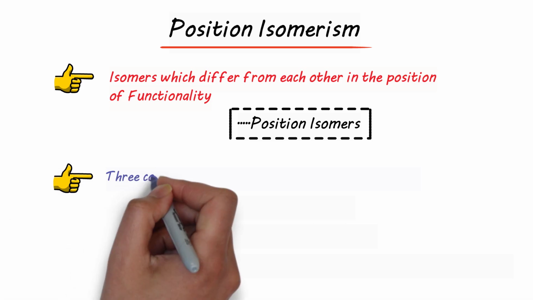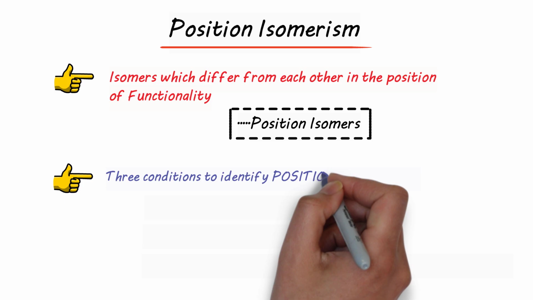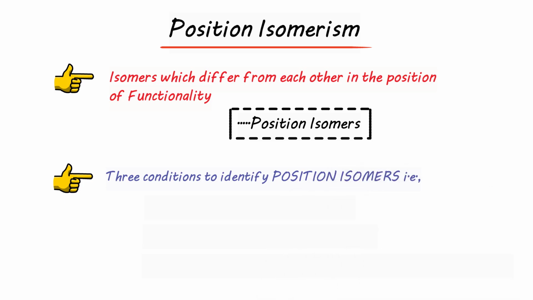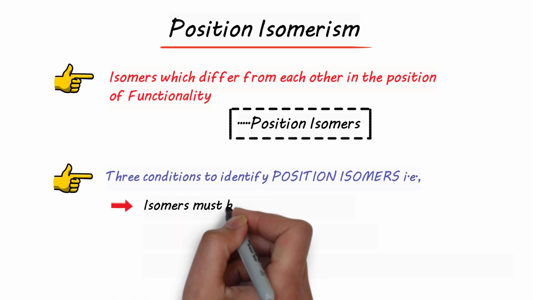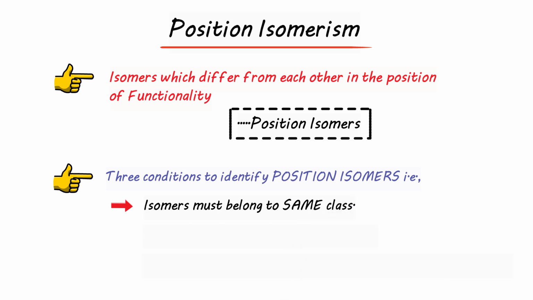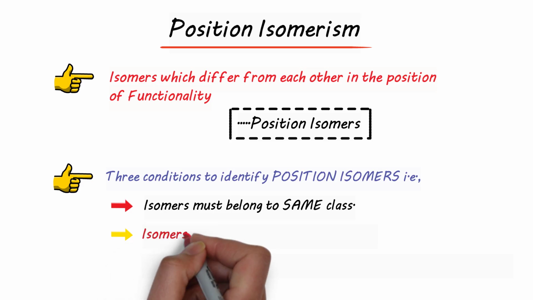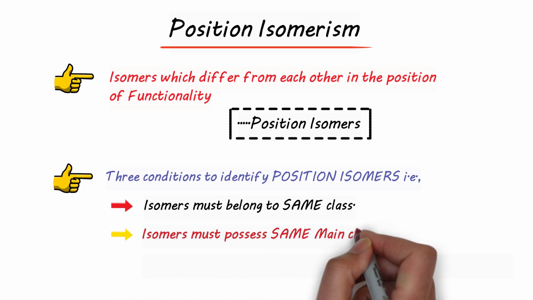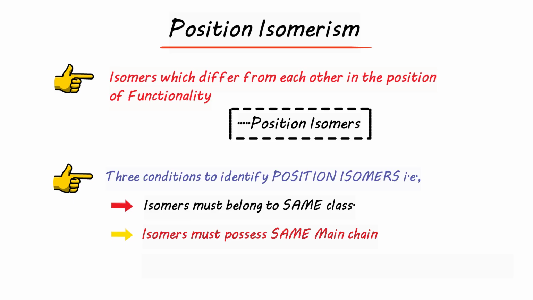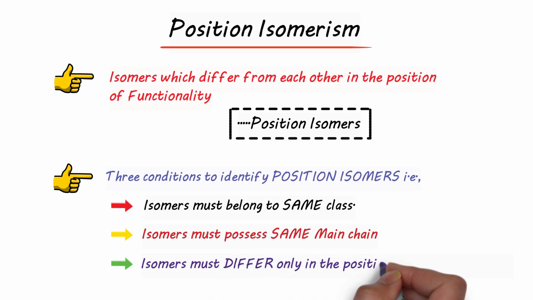Now, there are three conditions to identify the position isomers, like we talked about in chain isomerism. The first condition is isomers must belong to the same class, that is, they must possess the same functionality. The second condition is isomers must possess the same main chain, or we can say mother chain. The third condition is isomers must differ only in the position of the functional group. Keeping these three conditions into consideration, let's illustrate this with certain examples.